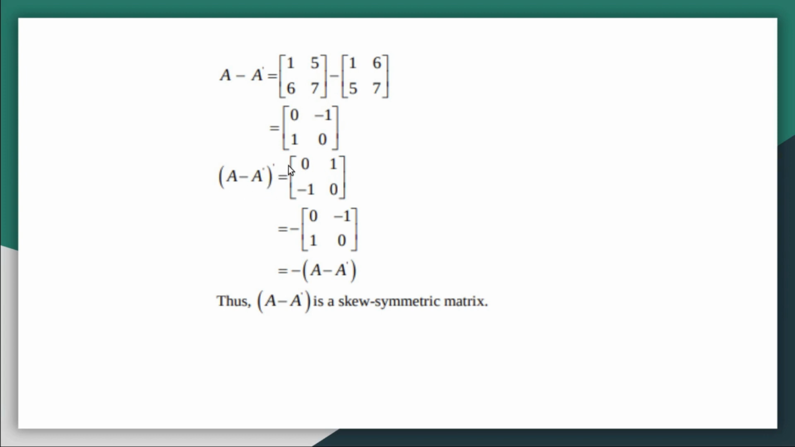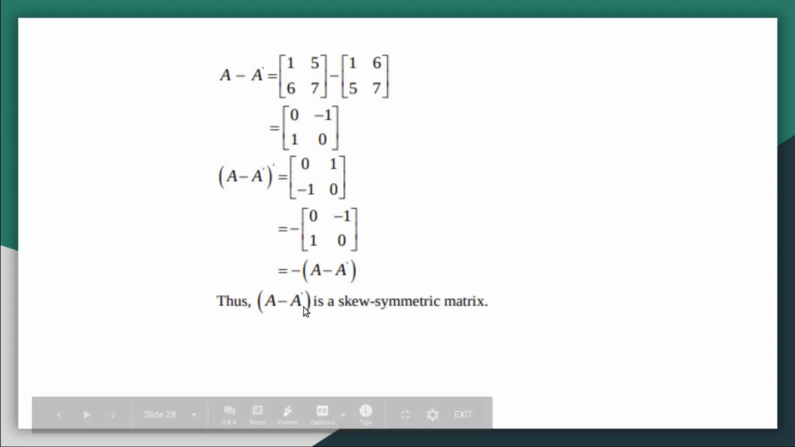Then its transpose. Write first row as first column, second row as second column. Now take a minus sign outside. We get minus matrix 0 minus 1 1 0. This minus 1 becomes 1, so 1 0. Now this is equal to A minus A transpose. So we get minus of A minus A transpose. So (A minus A transpose) whole transpose equals minus (A minus A transpose).